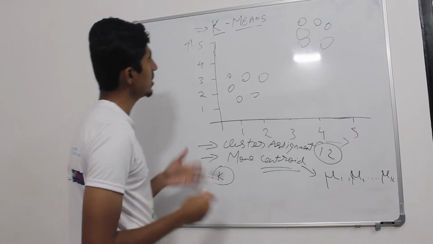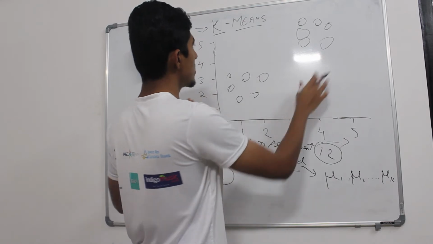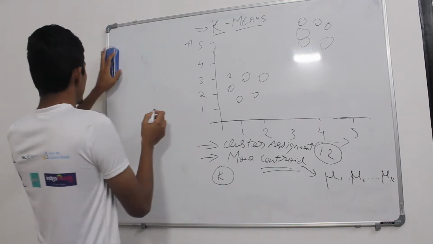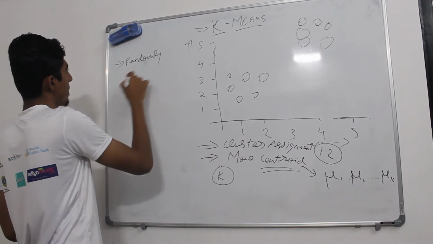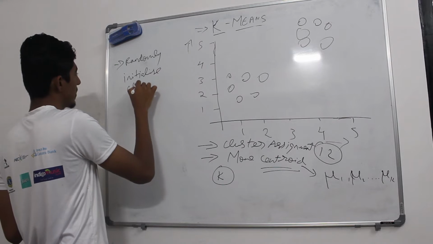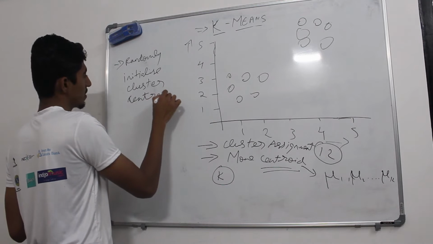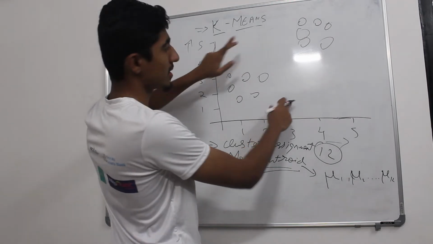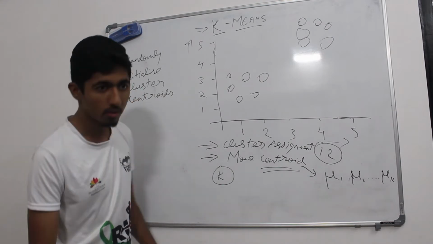Okay, so the first part goes this way. We randomly initialize cluster centroids throughout the graph, to any place. So the first step, as you can see here, is to randomly initialize cluster centroids. Let us take this as an example here. Let us say, okay, I'll take another colored marker for this one.